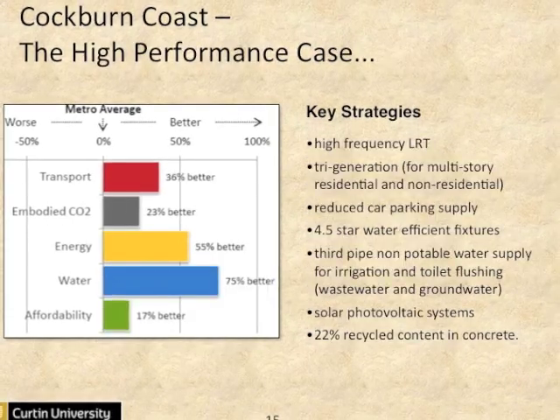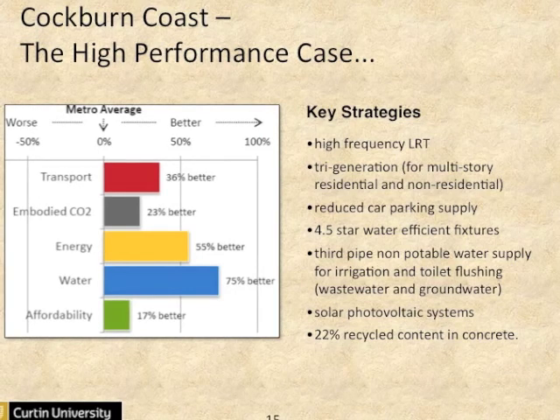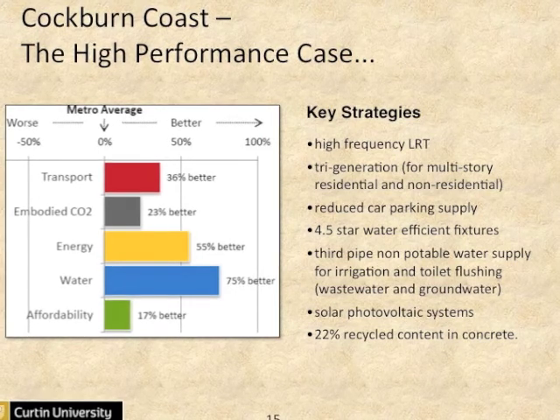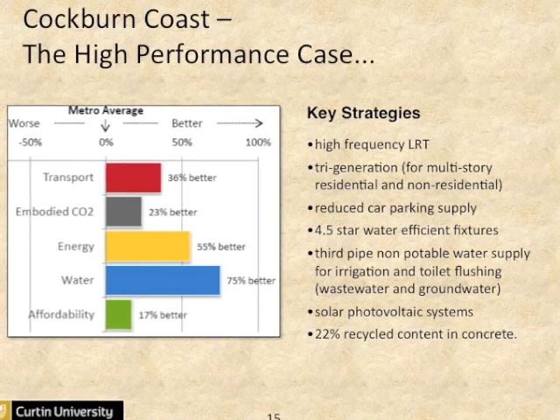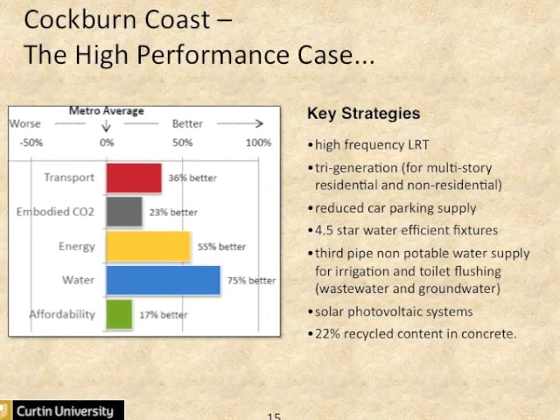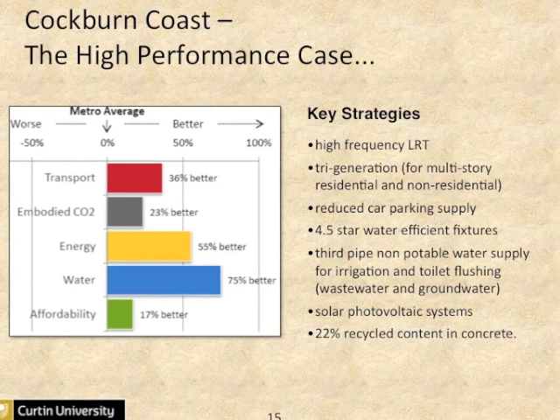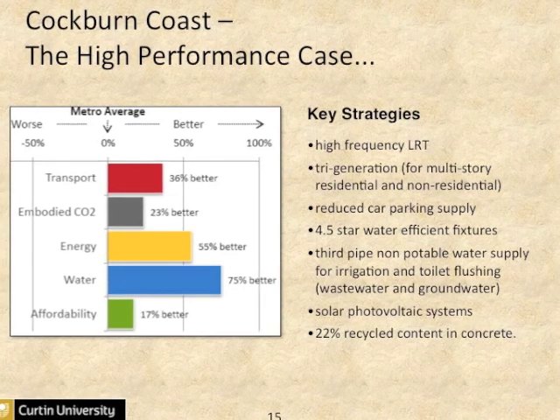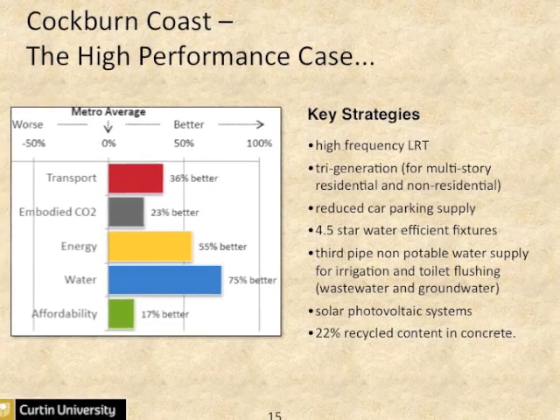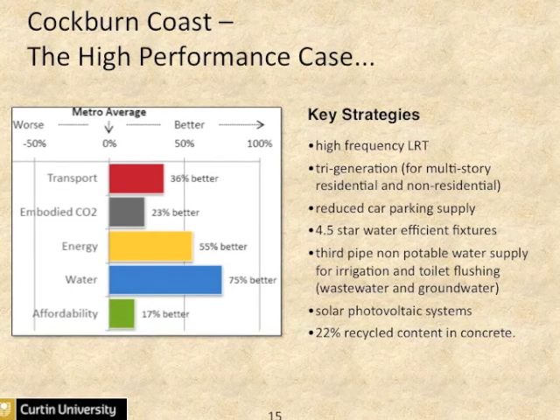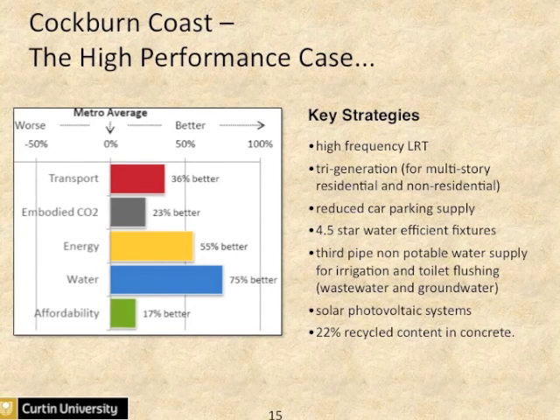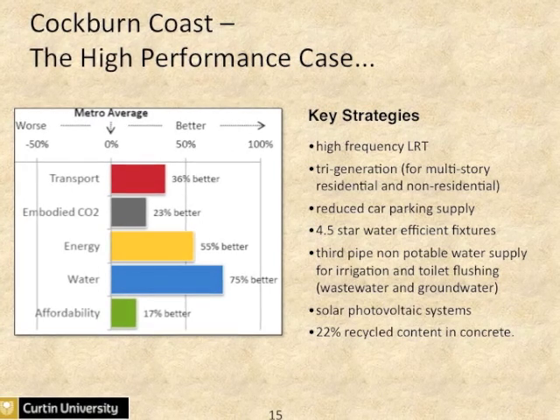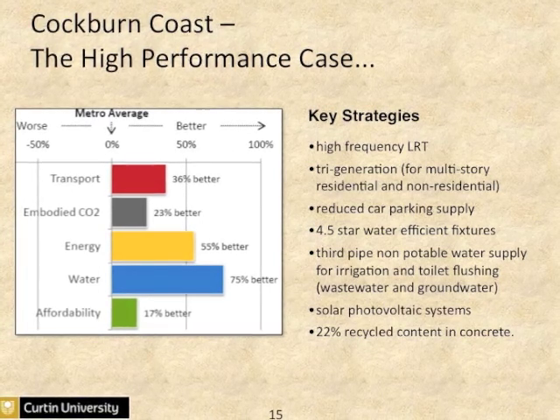The high-performance case shows some remarkable step changes in performance. Transport emissions reduced by 36% from the Perth average and 3 times more effective than the district structure plan scenario. The original DSP did not include any targets for reducing embodied emissions, but with the simple substitution of part of the cement content associated with concrete construction with a recycled alternative, a 23% reduction in embodied emissions can be achieved.